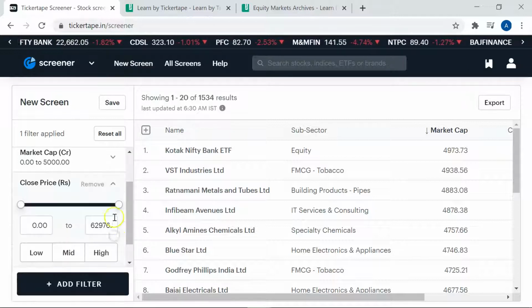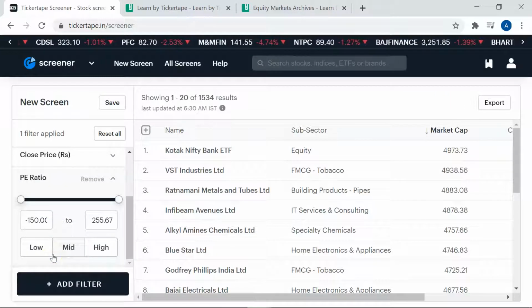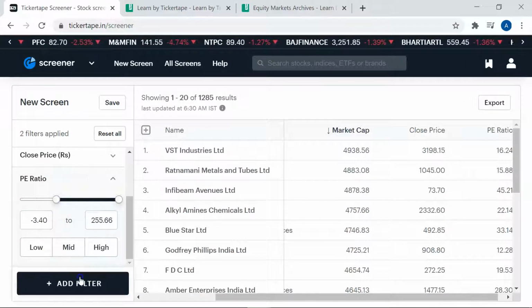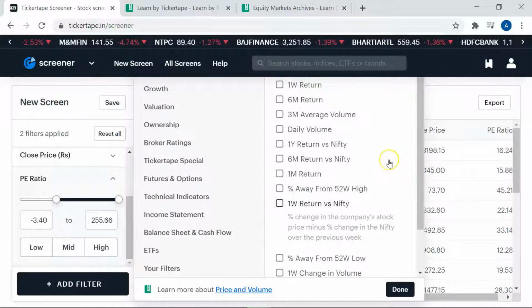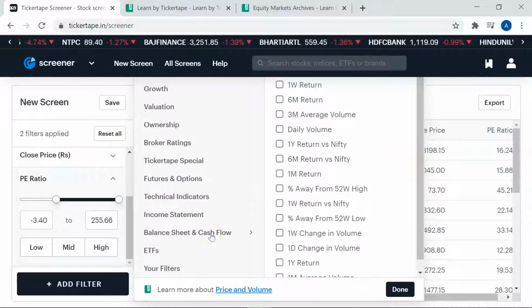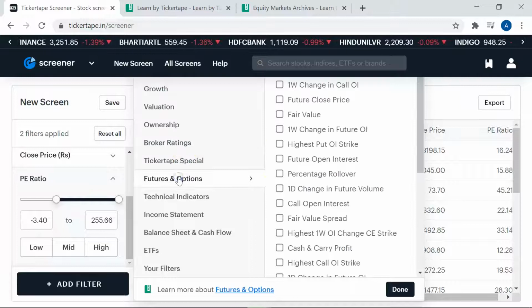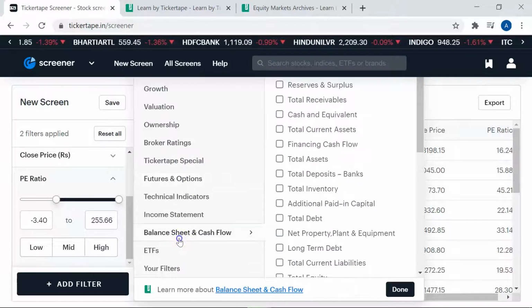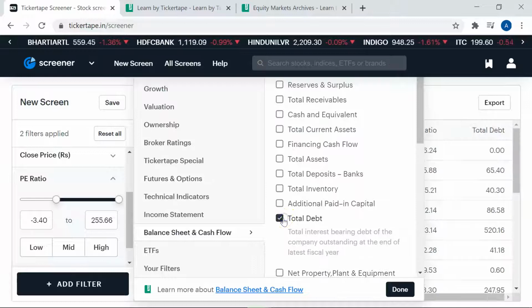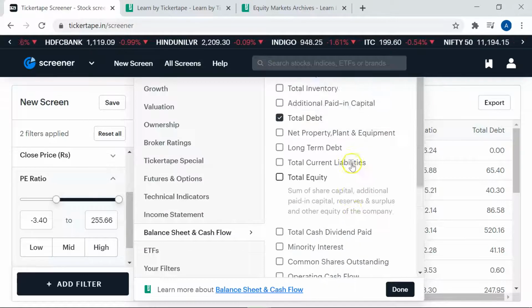You can filter based on the closing price, or based on the price to earning ratio, the PE ratio, so you can set various filters. You can even define your own custom filters. Say you want stocks which have given a certain percentage return in the last 52 weeks, or you want filters based on special indicators. For example, on the balance sheet, total debt should be less than 1 crore. Like that, you can add various filters and get those stocks.